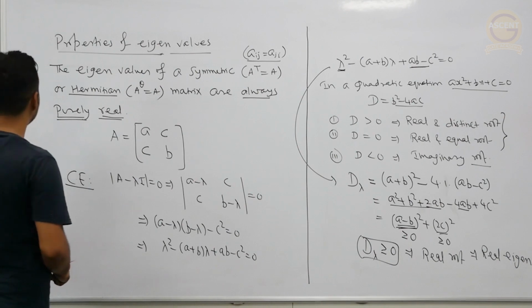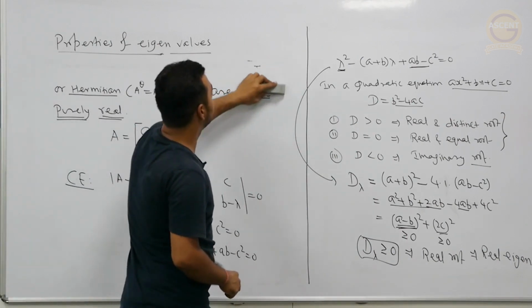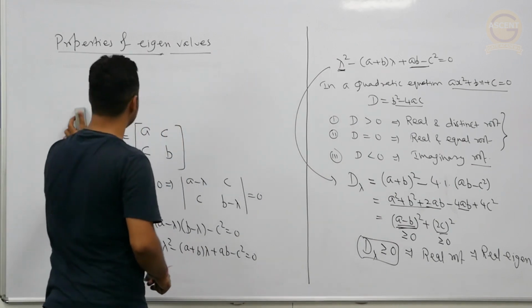So this was the 5th property. Now the next one is related with skew-symmetric matrix. So now we are going to discuss the 6th property.